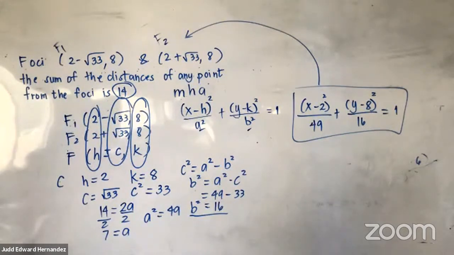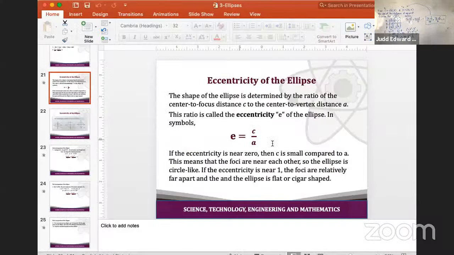Okay, so pag sinabi nating eccentricity, mag-share screen ako para hindi na din kayo malito. This will now be the very last example for today. So, ito yung ibig sabihin ng eccentricity. Eccentricity of the ellipse. The shape of the ellipse is determined by the ratio of the center to focus distance C to the center to vertex distance A. This ratio is called the eccentricity E of the ellipse. In symbols, E is equal to C over A. So, this is the formula for the eccentricity.